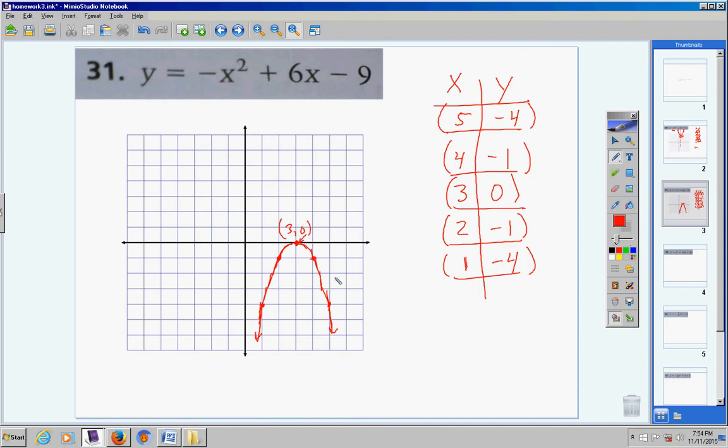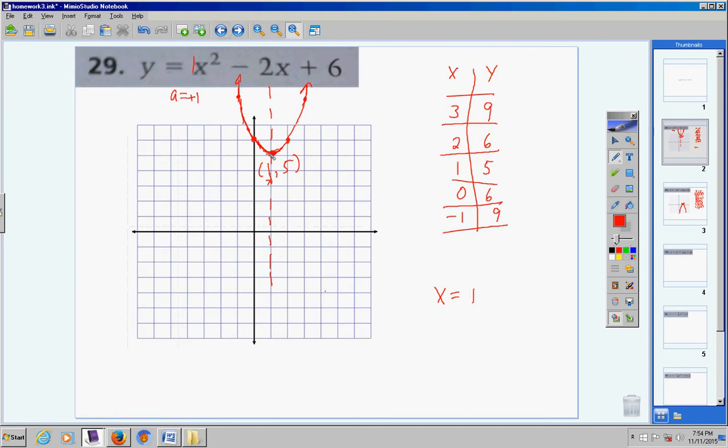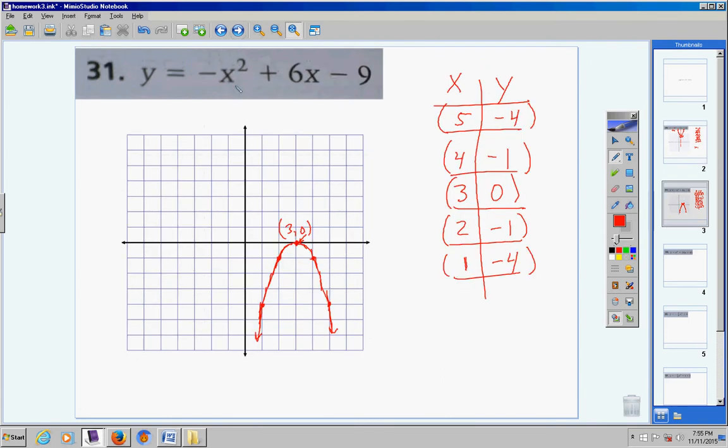Now, is that the highest point or the lowest point on the graph? That's the highest point. In your previous problem, was your vertex the highest point or the lowest point on the graph? The lowest point. It was way down here. Everything else was up here. Here, your vertex is up here. All the graph down here is below the highest point.